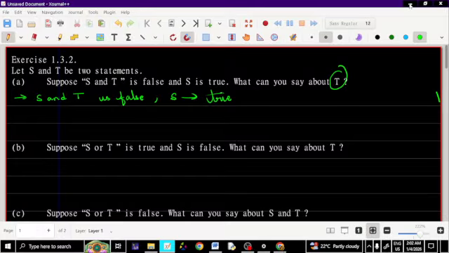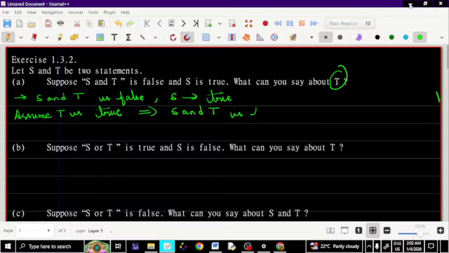Can T be true? So you assume that T is true. Then what will happen? If T is true, then we are also given that S is true. That will mean S and T is true. This is a contradiction to the statement that S and T is false, right? So this tells us that T cannot be true and therefore T is forced to be a false statement. So in this case, T has to be false under the given hypothesis, right?